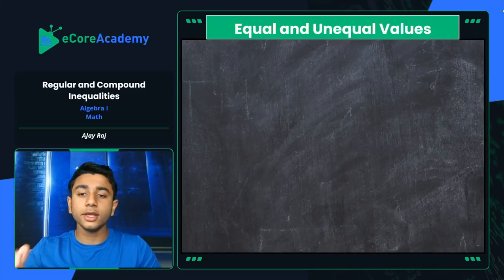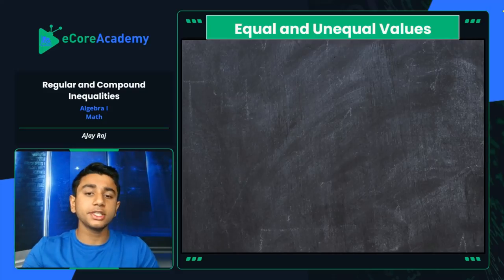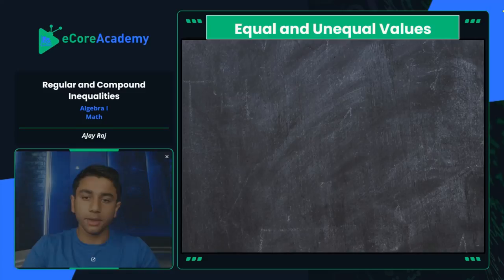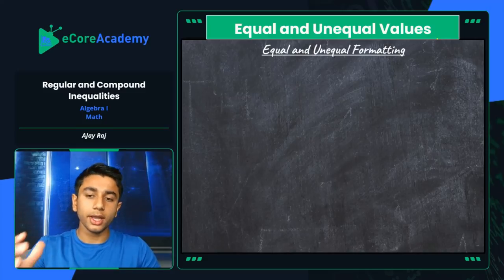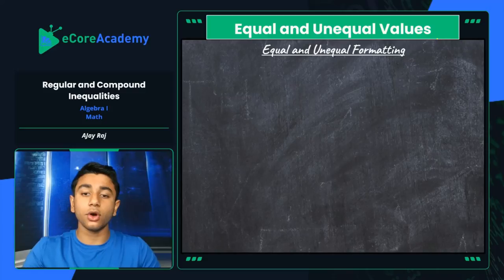Firstly, let's start off with equal and unequal values. Very simple enough. We're going to be identifying whether two values on either side of your inequality sign, specifically your equal and unequal value signs, are going to be equal and how exactly to represent that. So, unequal and equal formatting on both a graph and also algebraic representation visually.